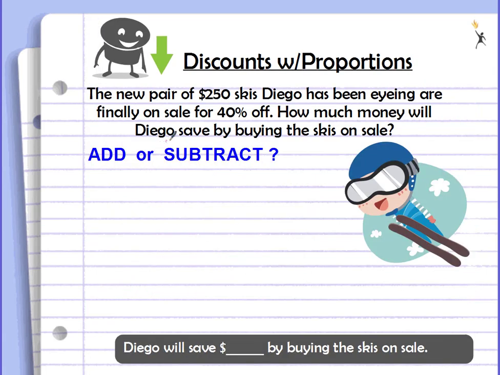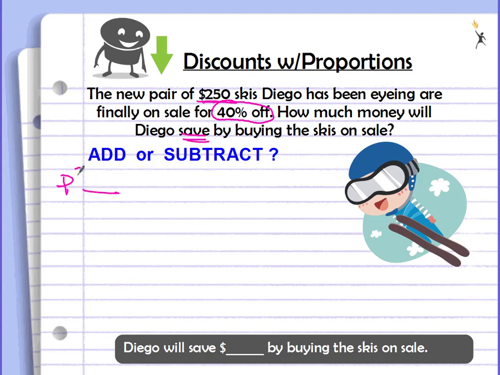And one more, discounts with proportions. The new pair of $250 skis that Diego has been eyeing are finally on sale for 40% off. How much money will Diego save by buying the skis on sale? Okay, we know the skis are 40% off and the original price is $250. We're looking for how much he's going to save. Make sure we get that right.